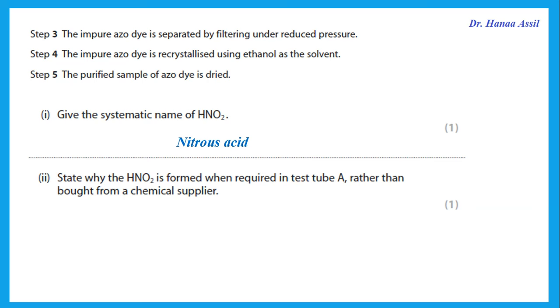State why the HNO2 is formed when required in test tube A rather than bought from a chemical supplier. Remember, when we need nitrous acid, we don't buy it in a bottle. We make it inside the reaction mixture, and that is because nitrous acid decomposes easily.